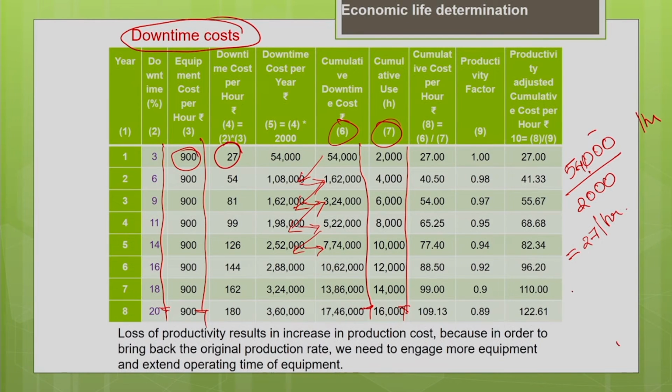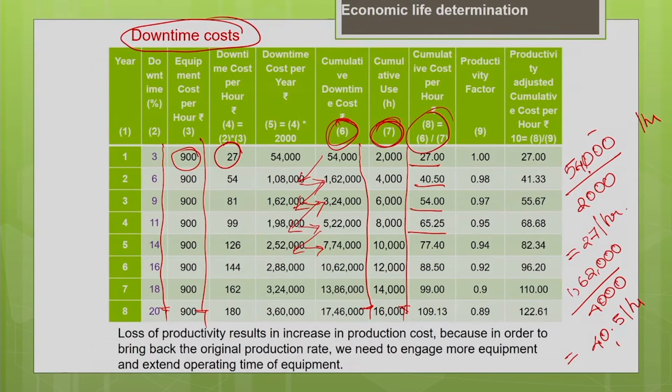Similarly, for the second year, it is 1,62,000 divided by 4,000, because for the second year the usage is 4,000. So now the cumulative cost per hour is 40.5 rupees per hour. Like that you calculate these values for all the years. We are just going to divide the 6th column by the 7th column value. You will get the cumulative cost per hour.